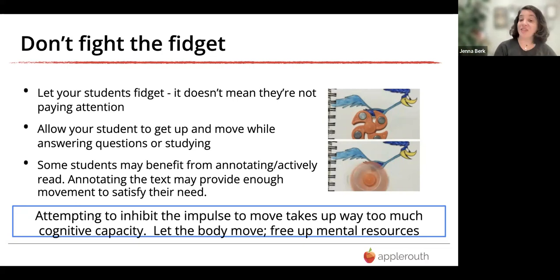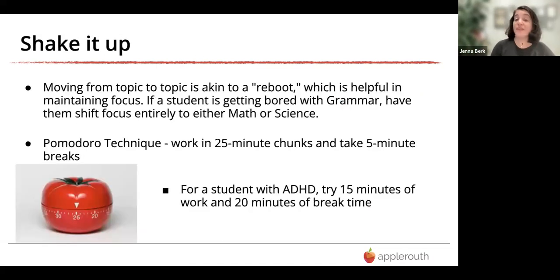Sometimes if you're engaging with the text, if you're actively reading it, which I'll talk about a little bit later, that can be really helpful. That can sort of satisfy that need to move. Moving from topic to topic, also really, really helpful. So if you're getting bored with grammar, start working on math. If you're bored with math, start working on science.